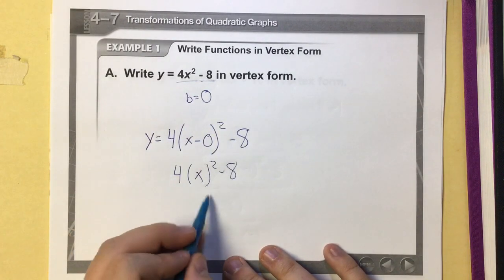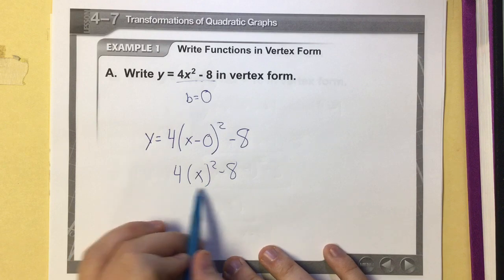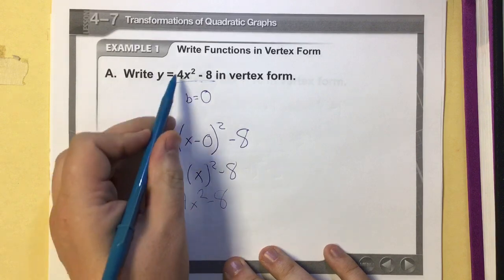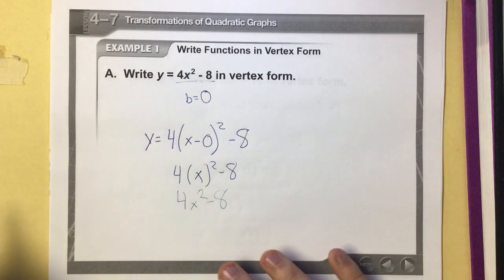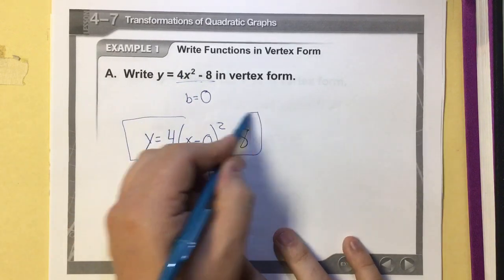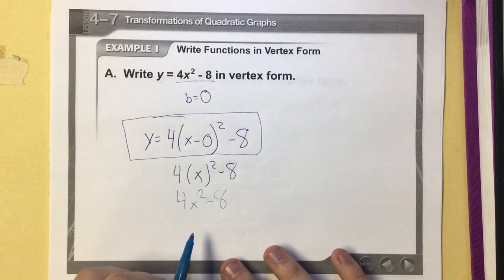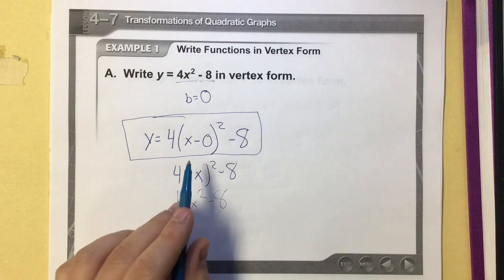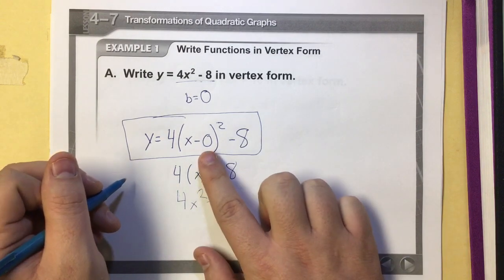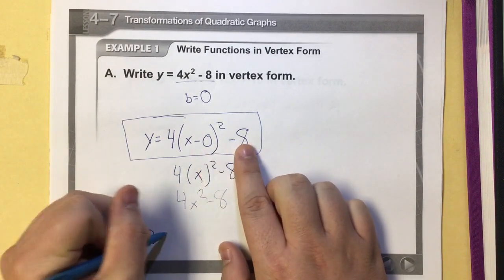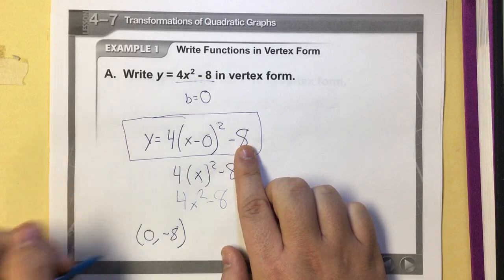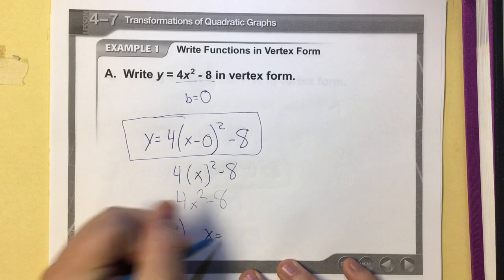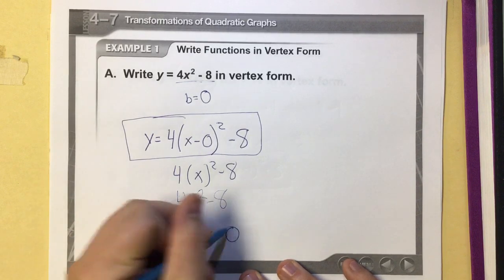And now, since there's only one thing in the parentheses, there's really no need for them, so we could just write it as 4x squared minus 8, and we're right back to where we were. But this is how you want to write it for vertex form, okay? So y equals 4 times x minus 0 squared minus 8. In this case, our vertex would be 0, -8. That's the ordered pair for our vertex. The axis of symmetry would then be the vertical line x equals the x-coordinate, so x equals 0.